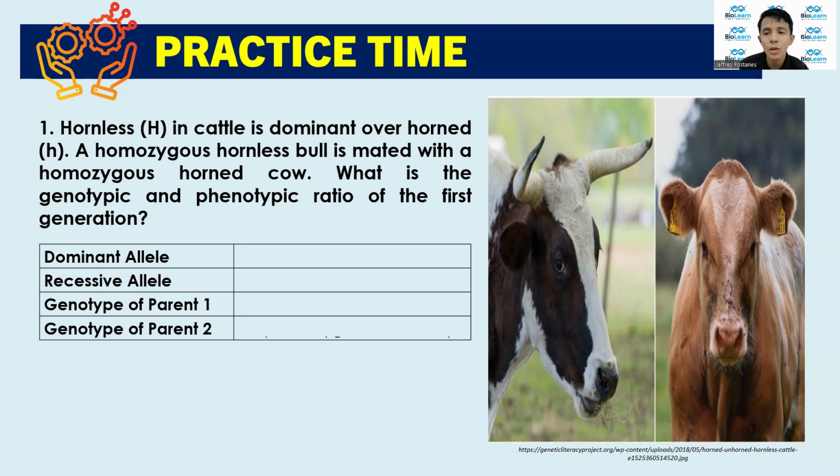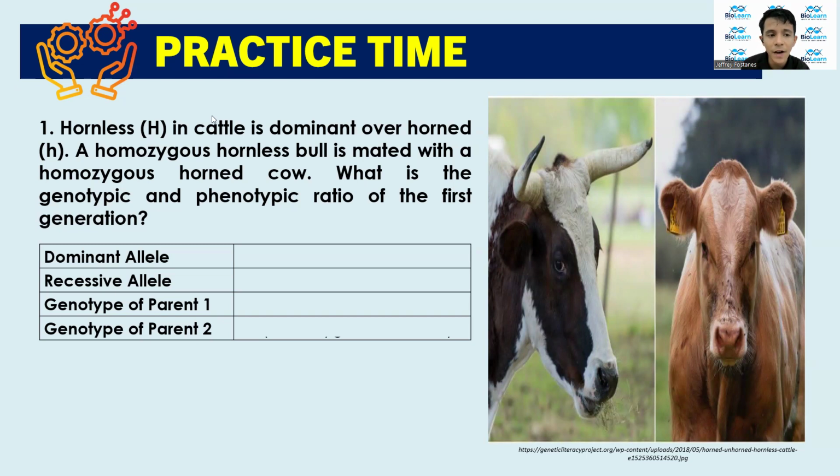This time, we will do a practice of solving a monohybrid process. Let's start with the first question. Hornless or capital H in cattle is dominant over horn or small h. A homozygous hornless bull is mated with a homozygous horned cow. What is the genotypic and phenotypic ratio of the first generation?